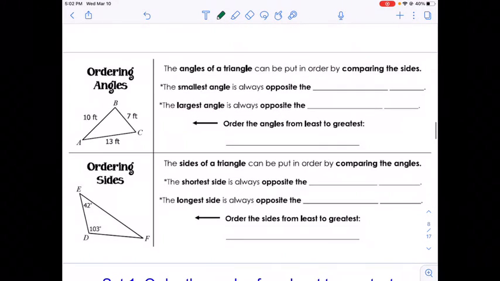All right, so now once we've got the triangle inequality down, let's take a look at ordering angles. The angles of a triangle can be ordered by comparing the sides. So the smallest angle is always opposite the shortest side.